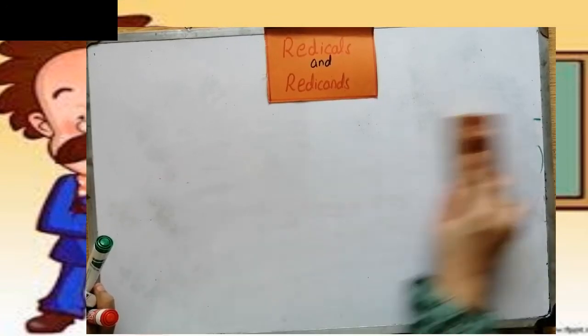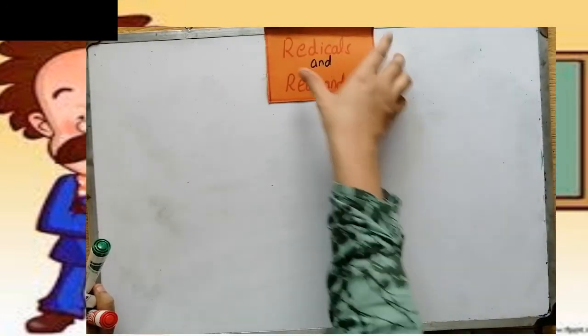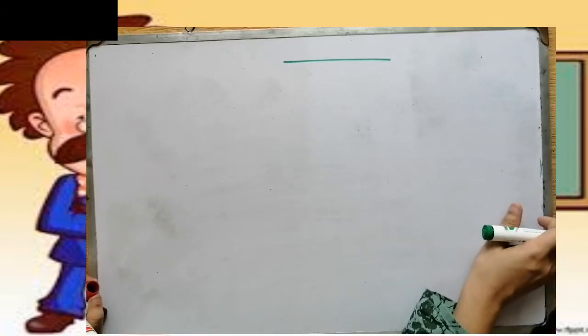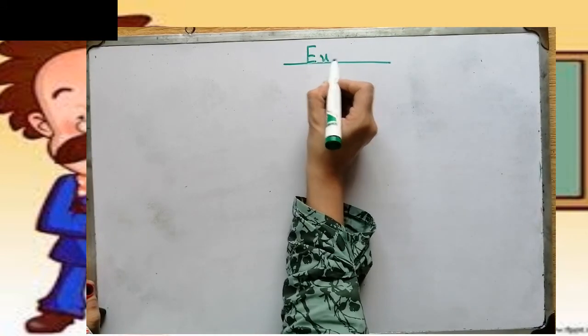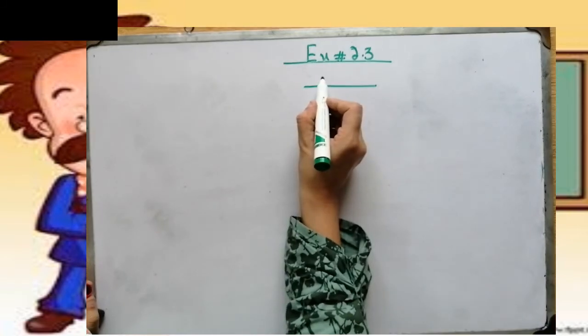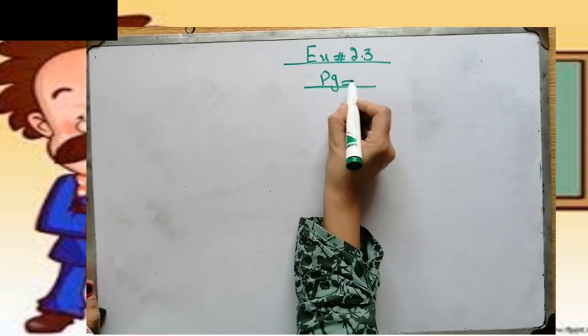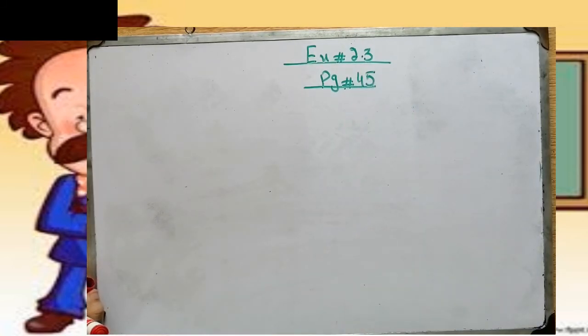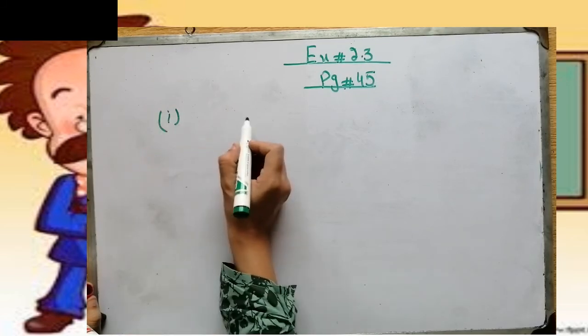Now come to the exercise questions. Exercise 2.3. Open your book, page number 45. Page 45. The instruction is to write each radical expression in exponential notation and each exponential notation in radical notation. Okay, look at part 1.